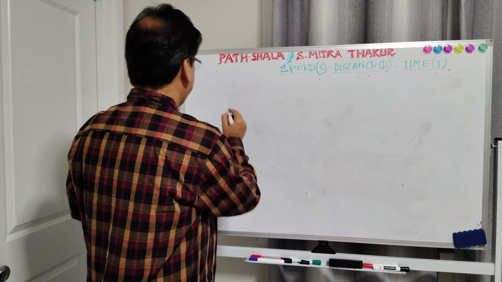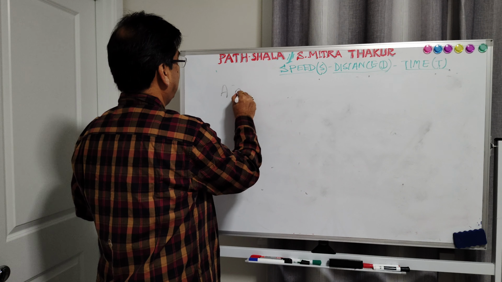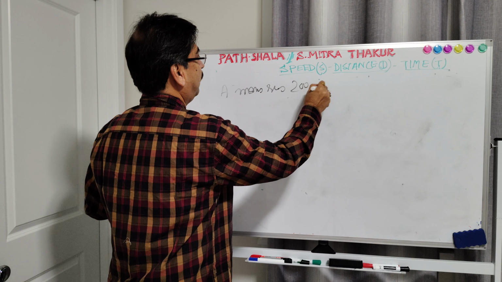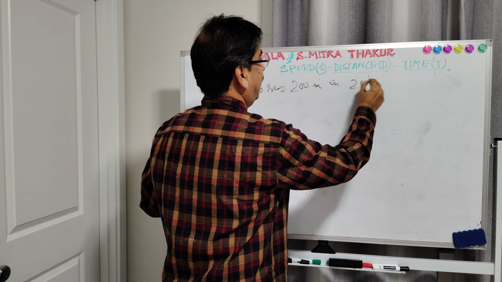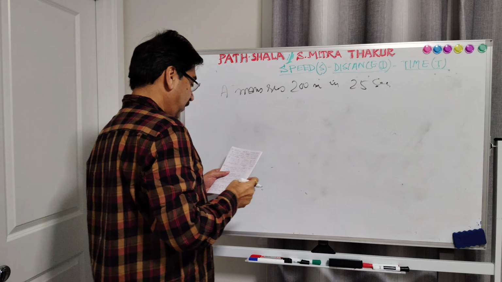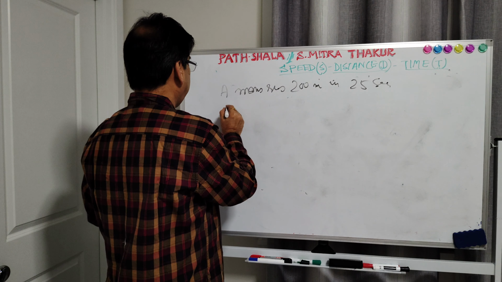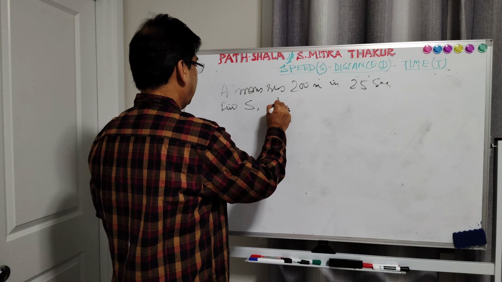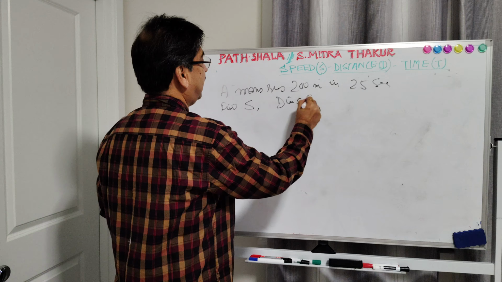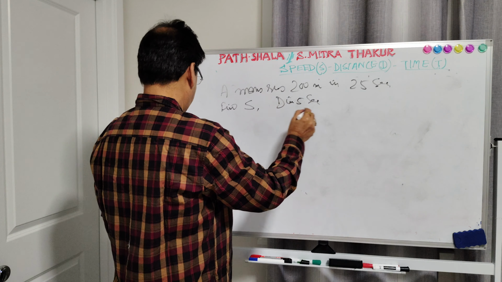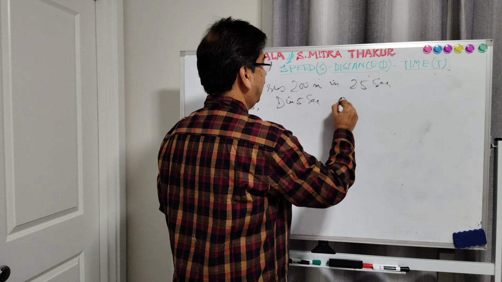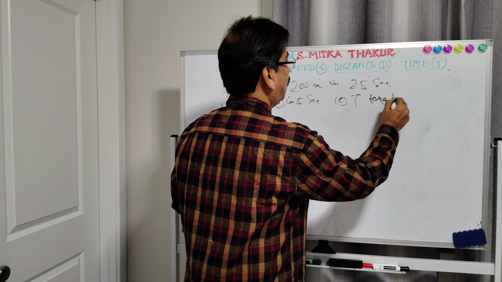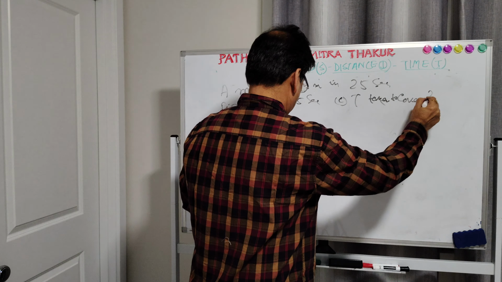A man runs 200 meter in 25 seconds. Find the speed, distance in 5 seconds, and time taken to cover 2.5 kilometer.